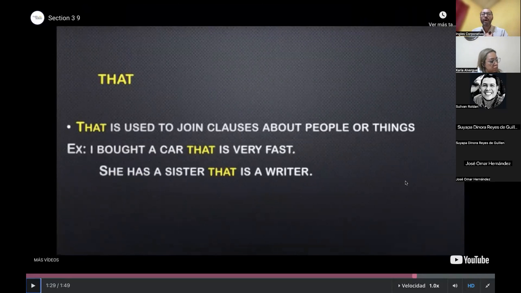Okay. So I bought a car. The car is very fast. In one sentence: I bought a car that is very fast. Okay. She has a sister. She is a writer. In one sentence: she has a sister that is a writer. The same, we can change using the correct pronoun for each one. I bought a car, which is very fast. Correct, because which is for things. She has a sister who is a writer. Correct, because who is for people. It's clear? Yes. Clear. All right. Good.